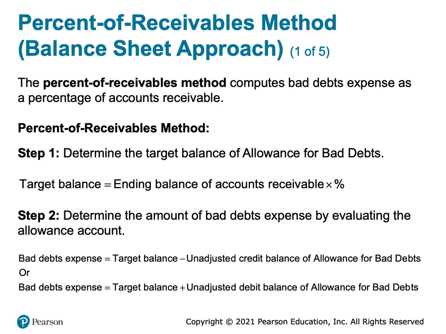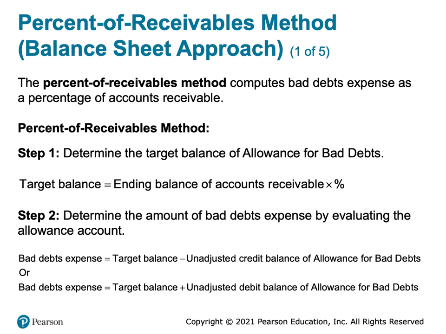The first step of the percent of receivables method is to determine the target balance of allowance for bad debts. So instead of just looking at net sales and multiplying it by a percent, in this case we're going to ask, what is our target balance for the allowance for bad debts account? That's going to be the ending balance of our accounts receivable times the percentage that we have determined based on our assessment of historical patterns and additional information.